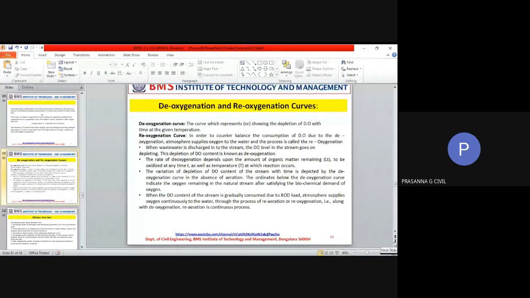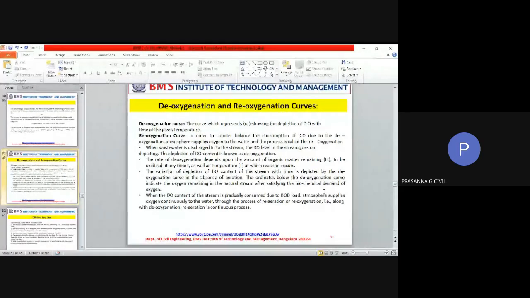I think we have discussed all this. The deoxygenation curve, which shows the depletion of DO. The rate of deoxygenation depends on the amount of organic matter that should be oxidized at a certain point of time. It also depends on the temperature. The variation of depletion of DO of the stream with time is depicted by the deoxygenation curve.